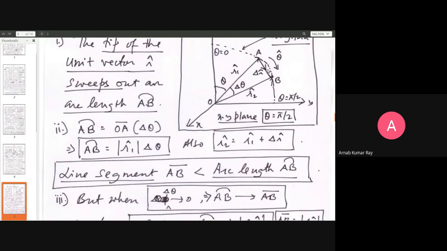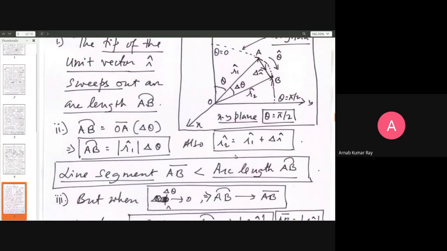You can see from the diagram itself that line segment AB will be smaller in length compared to arc length AB. Arc length AB comes on the curved path. Line segment AB goes straight along the straight line. So line segment AB is less than the arc length AB.